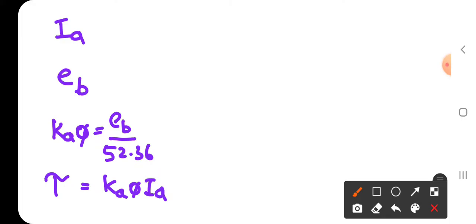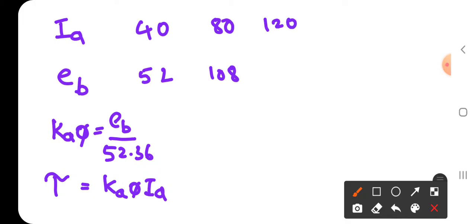First let us write the values we know. The Eb values are 52, 108, 120, 148, 160, 176, 200, 189, against Ia values starting with 40, then 80.